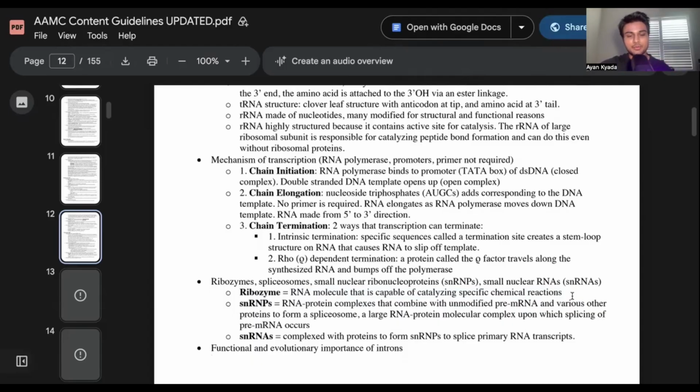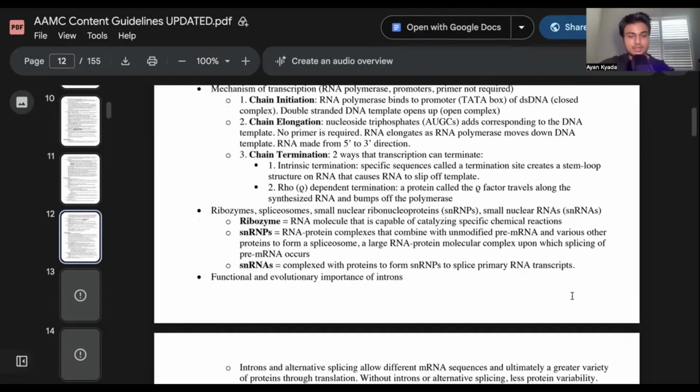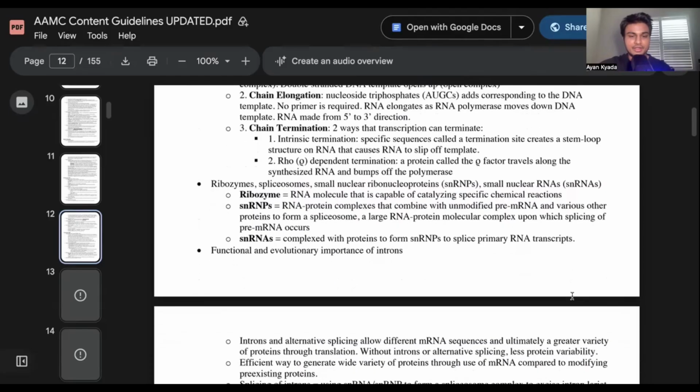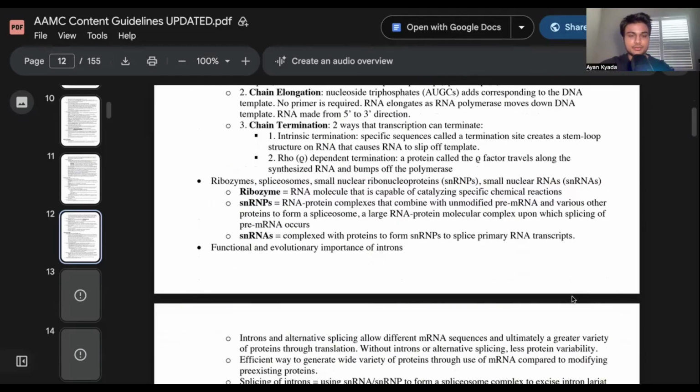And as we move on, we're going to get into a terminology heavy section. So I want to kind of break it down and make it easy for you to understand snRNAs, snRNPs, and spliceosomes.